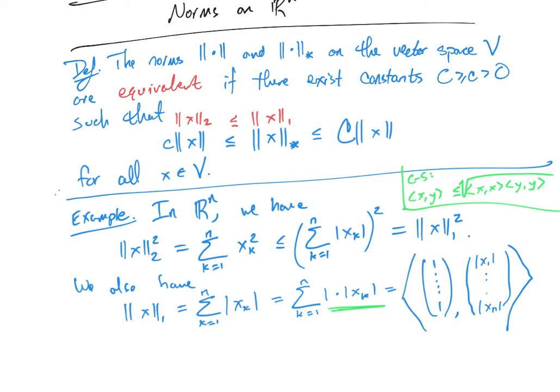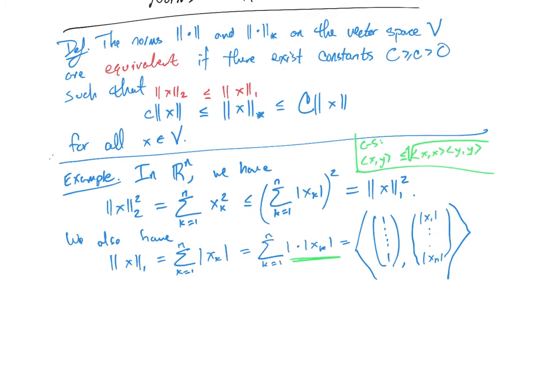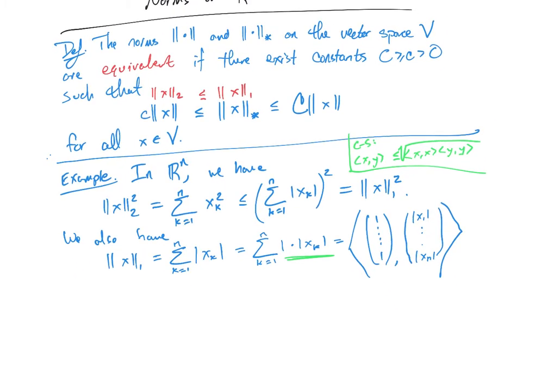Okay, Cauchy-Schwarz now says that that is less than or equal to the square root of the inner product of x with itself and y with itself. In this case, it's the inner product of the all-ones vector with itself and the inner product of this absolute value x vector with itself.